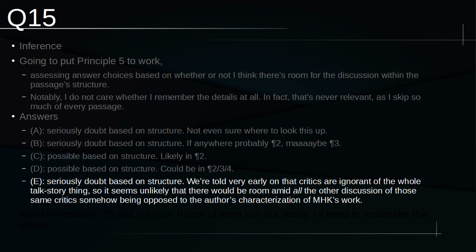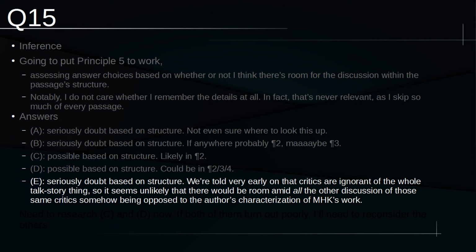And finally, getting to E here, I also seriously doubt E based on the structure of the passage. We're told very early on, again, that critics are ignorant of the whole talk story thing. So it seems unlikely that there would be room, amid all the other discussion that we've been having, of those same critics somehow being opposed to the author's characterization of MHK's work.